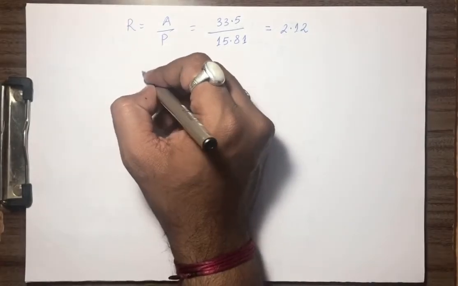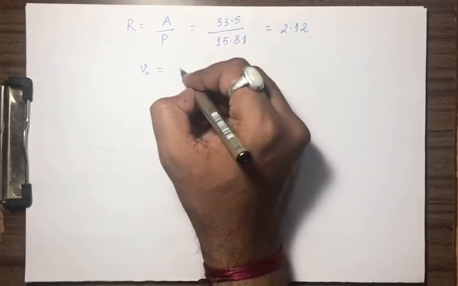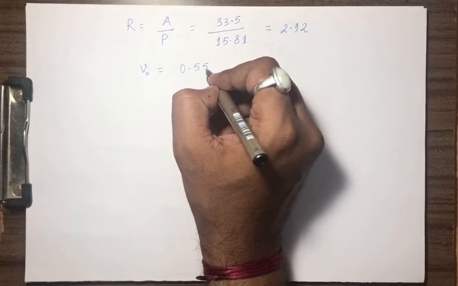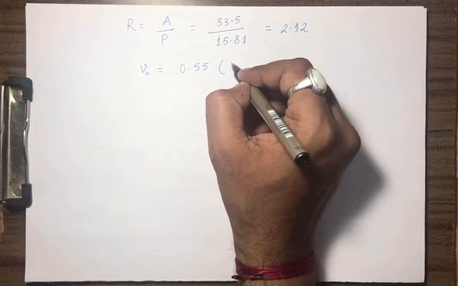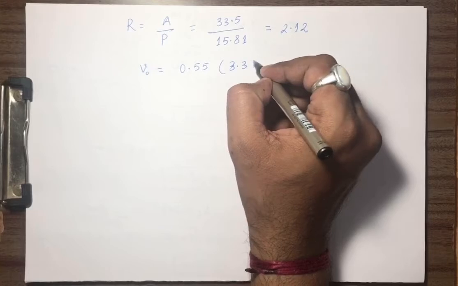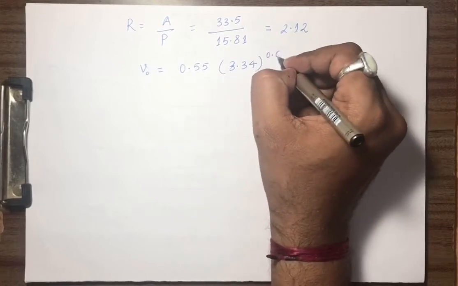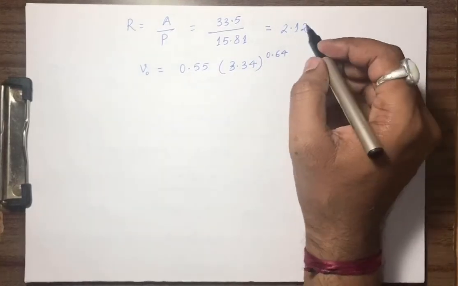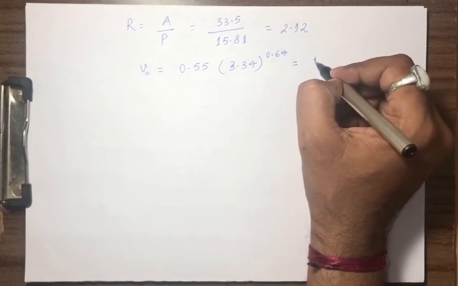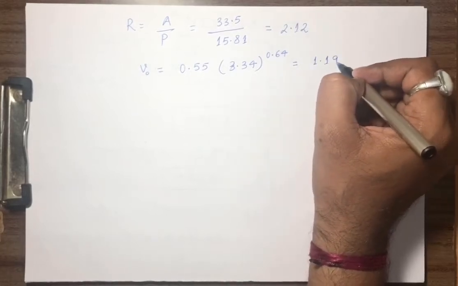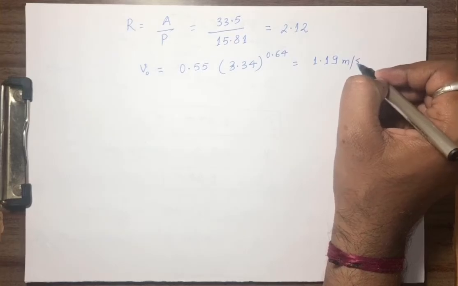So B naught we can also calculate now, because we have calculated the depth. Depth is 3.34 raised to power 0.64. It is coming 1.19 meter per second.